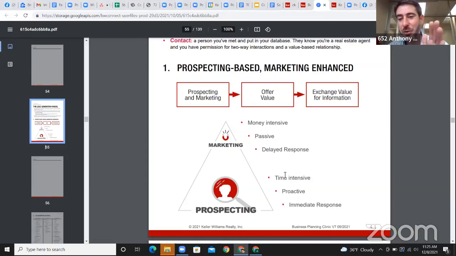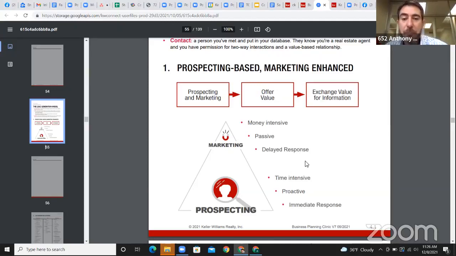So this kind of shows you, like, in a marketing versus prospecting situation, you know, what's more money intensive. Marketing's more money intensive. Prospecting is, you know, less money intensive. Marketing's more passive. Prospecting's more proactive, time intensive, and so on and so forth. So prospecting is more time intensive, less money intensive.